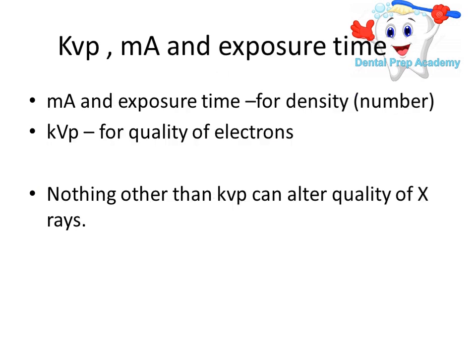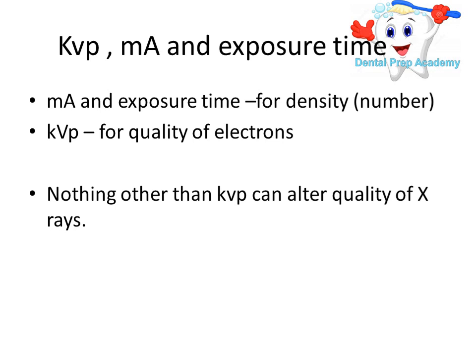Now coming to KVP, MA and exposure time. MA and exposure time lead to increased density, or an increase in the number of electrons falling on the anode, hence leading to an increased number of X-rays being produced.